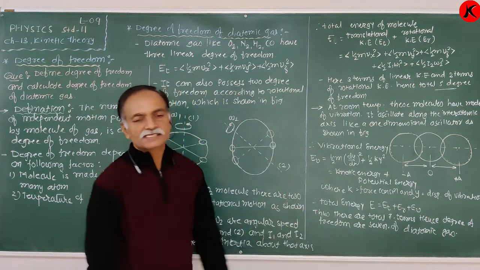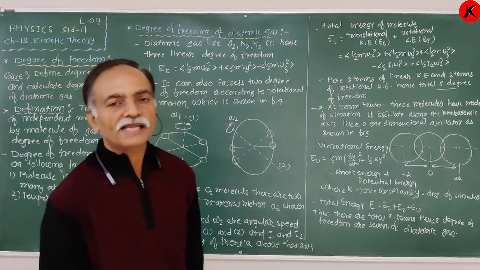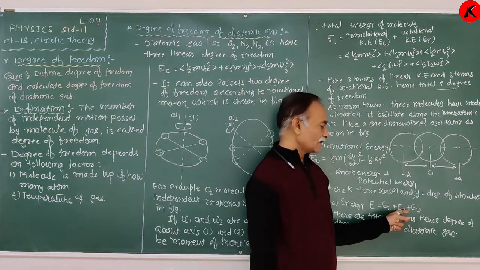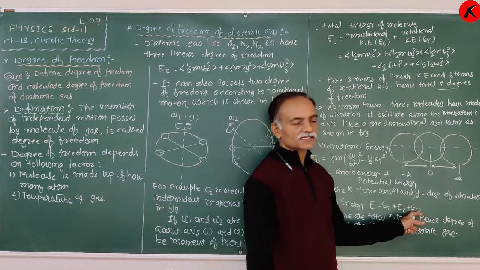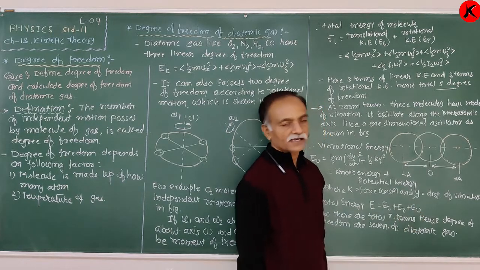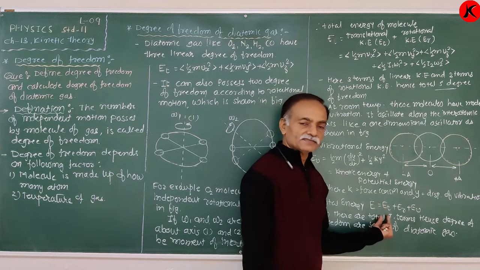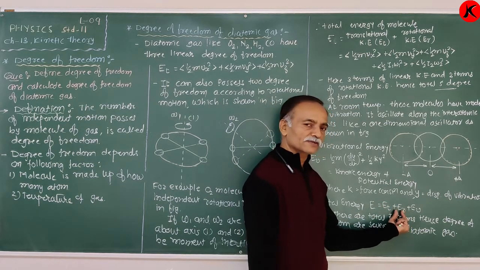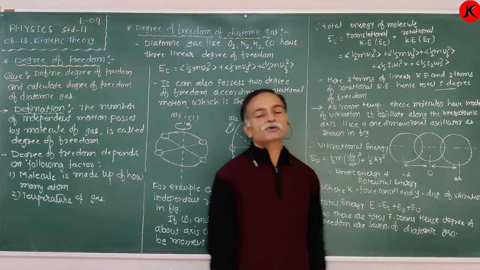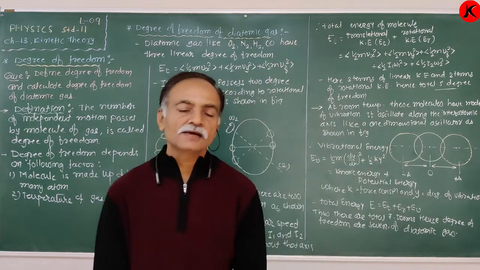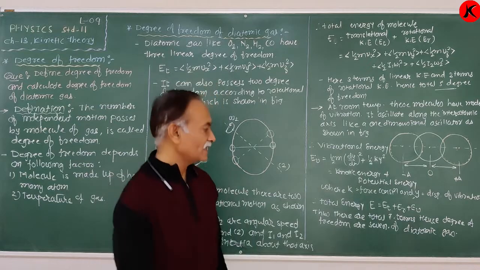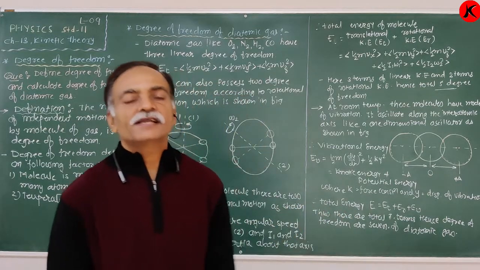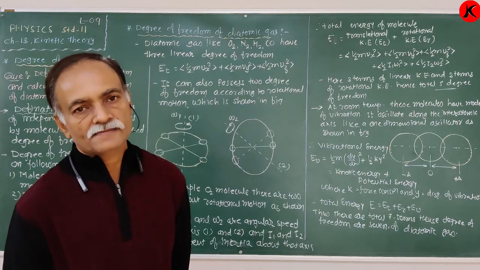Therefore, the total energy of the molecule of a diatomic gas is the kinetic energy plus the rotational energy plus the vibrational energy. So 3 terms correspond to the translational energy, 2 terms to the rotational energy, and 2 terms to the vibrational energy. Therefore, there are 7 terms. Hence, the diatomic gas has 7 degrees of freedom.